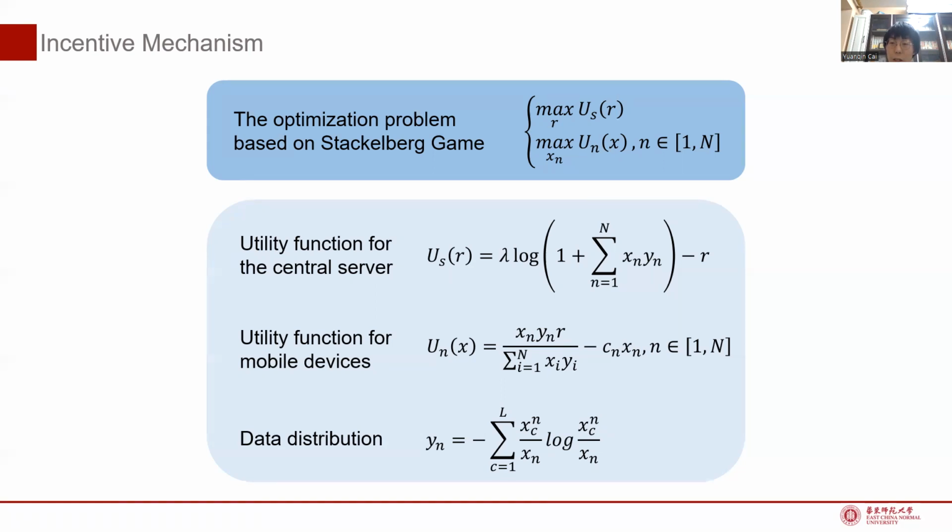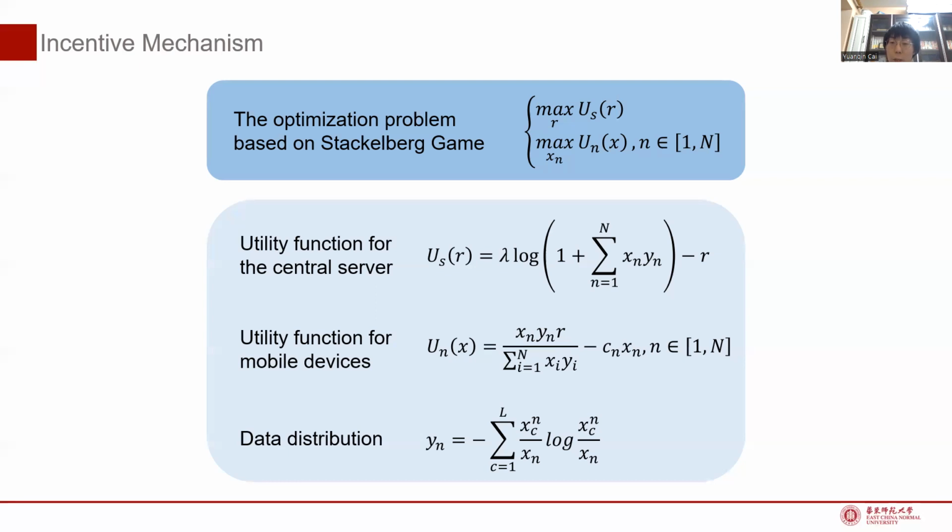First, the utility function of the server, US, is the difference between R, which is the sum of the rewards paid to all users, and the log, which is the benefit the model brings to the company. We think the benefits have a logarithmic relationship with the quality of the data according to some references. Next, the utility function of the mobile devices is the difference between the rewards users receive and their cost. Users are allocated from the overall reward R according to their data quality. The better the quality, the more rewards he will get.